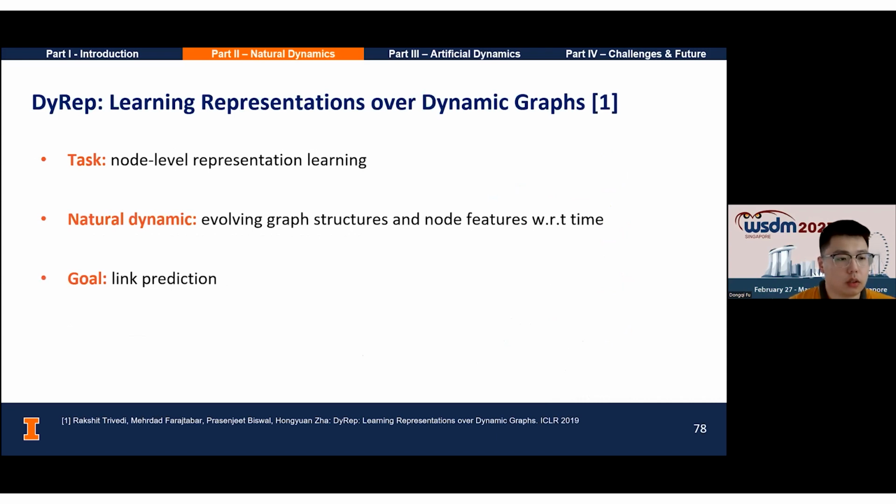So in this part, we will introduce the work about DyRep, or the DREP, for learning representations over dynamic graphs. This work is going to achieve link prediction via node-level representation learning with the evolving graph structures and node features.